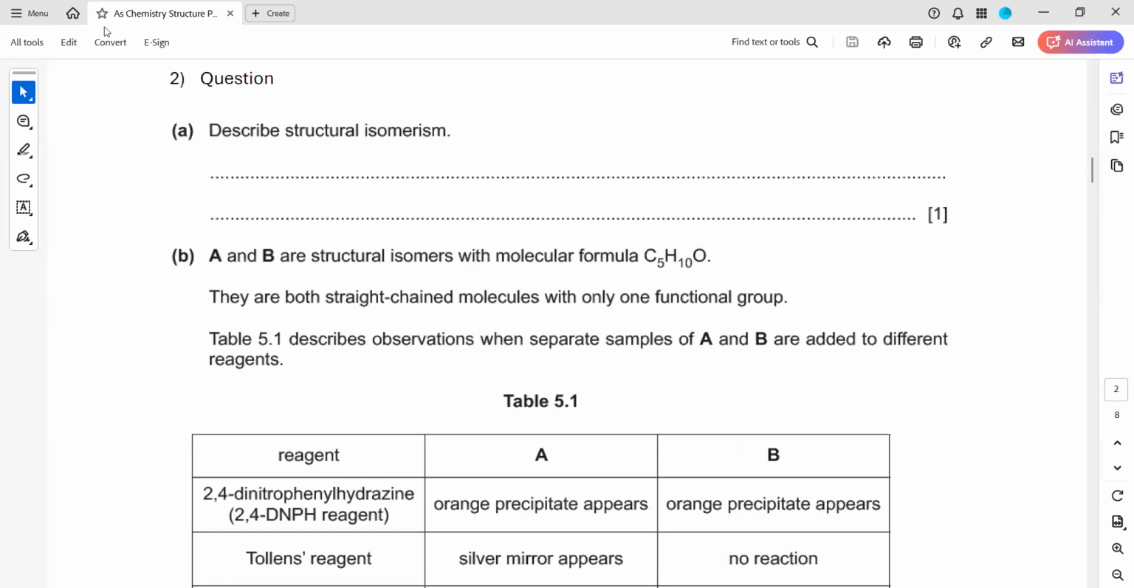Describe structural isomers: how do we define the term structural isomers? When we have compounds which have the same molecular formula but different structures, we call them structural isomers. Same molecular formula, but different structures.